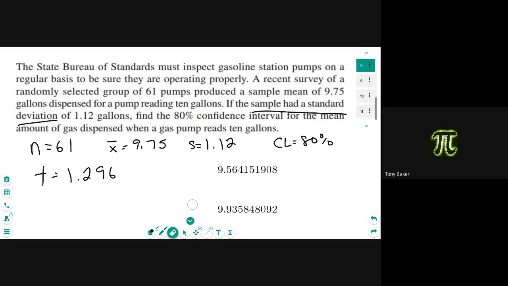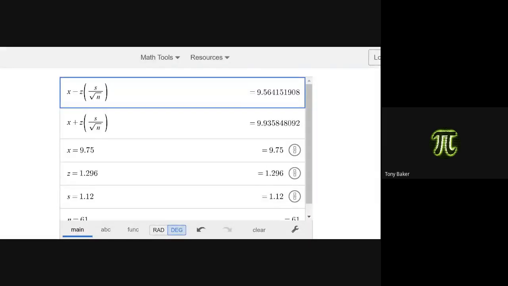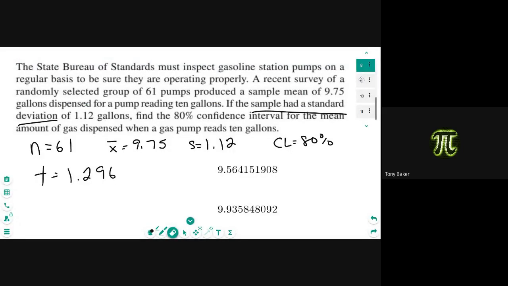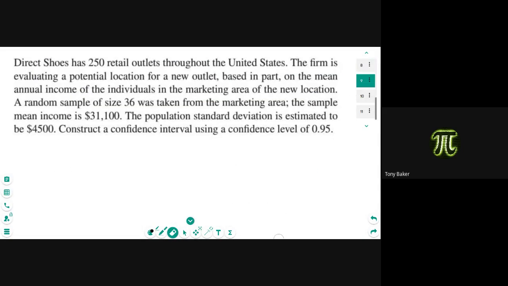So we can start to look at those type of calculations. When you're doing your problem, can you still put Z as 1.29? Yeah. T? I did here. That's all I did here. I didn't change it to T. All right. Next one.